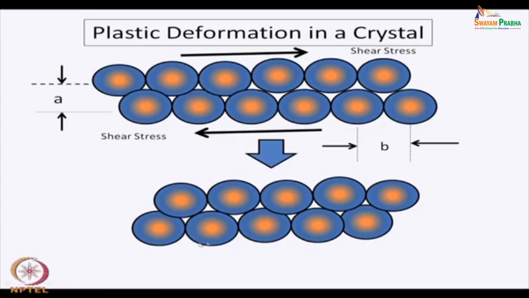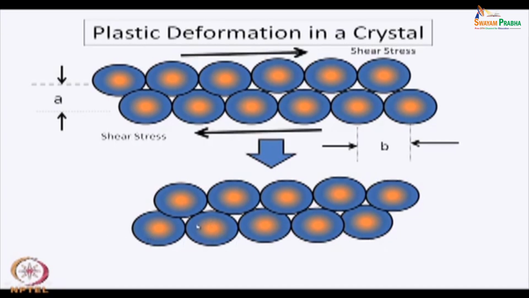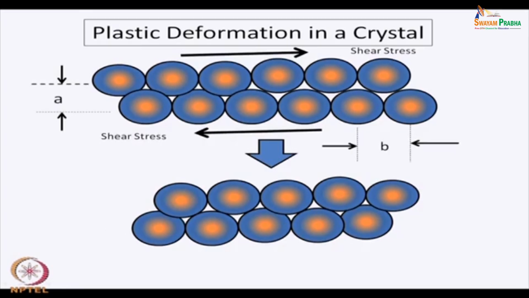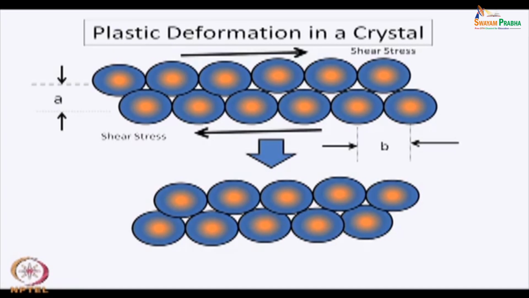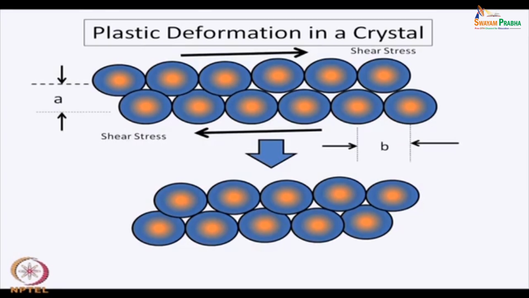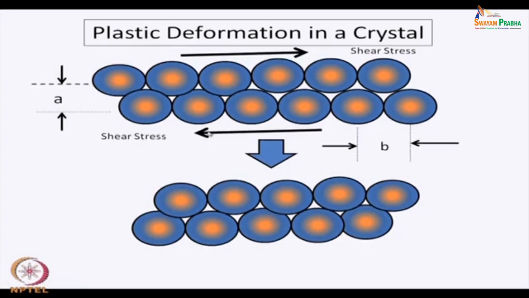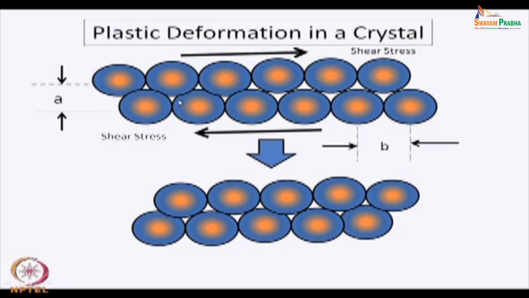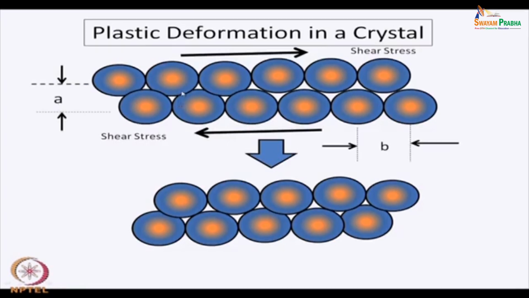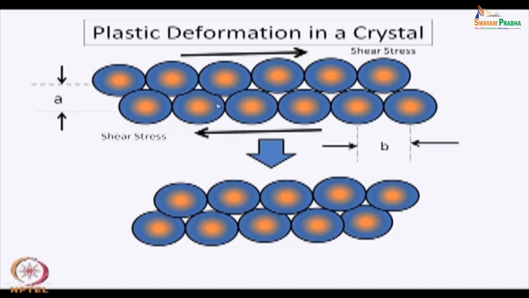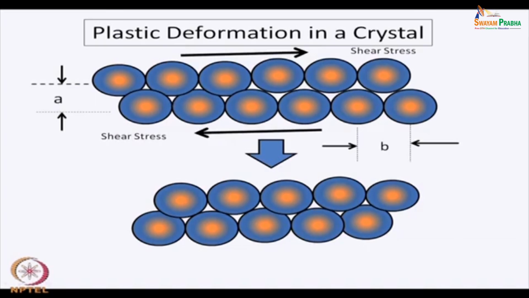Now, during this movement, one thing has happened. Since the atoms are considered spherical, which is a fair assumption so far as the size and shape of the atoms are concerned, there is a hill over which the atom has to move. Initially it is sitting in a trough, and then when you try to move it to the next trough, it has to go through a hill. Okay. So, it has to move up and then come to the next trough.